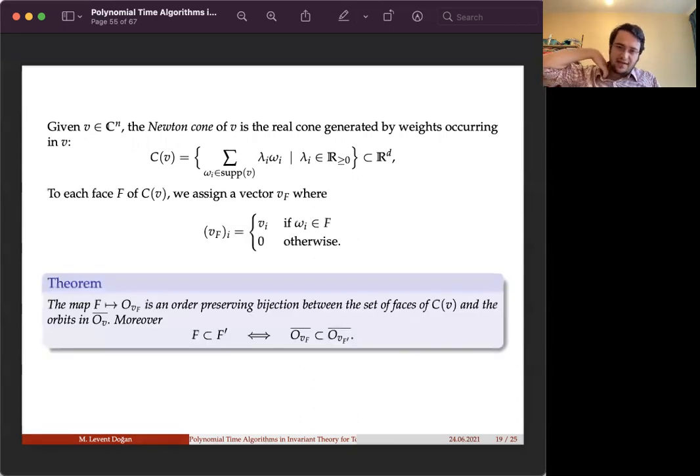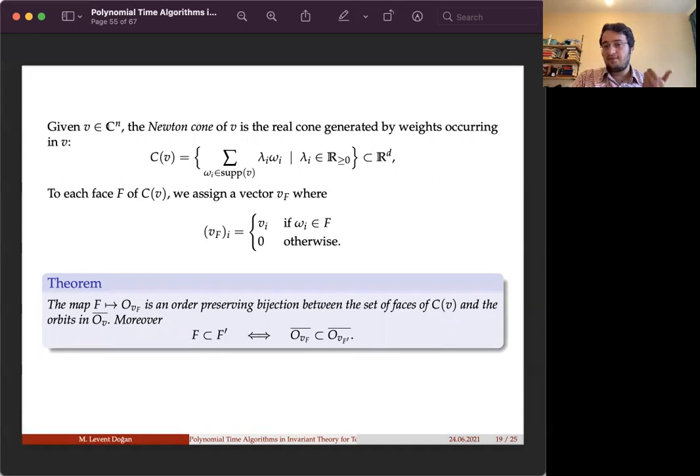Say f is a face of the cone. I define v sub f. The ith coordinate of v sub f is v sub i if the ith weight lives in the face, and it is 0 otherwise. So it's like restricting v to the face. The theorem is that the map sending each face f to the orbit of v sub f is a bijection between the faces of the Newton cone and the orbits inside the orbit closure of v.